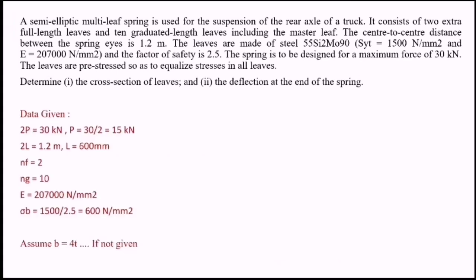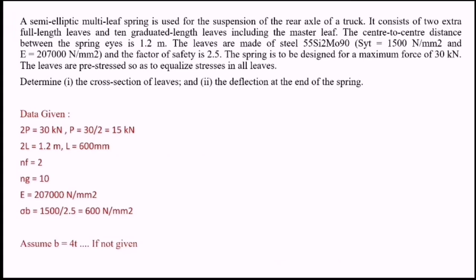Figuring out the data given, it is said that the spring has to be designed for a maximum force of 30 kN. That means we are given the value of 2P as 30 kN. If you can refer the diagram which we have seen before. So if 2P is 30 kN, I will write P is equal to 30 by 2, that is 15 kN for each spring. Similarly, the length is given to us as 1.2 meters, so I will write 2L is equal to 1.2, hence length of each spring will become 600 mm.